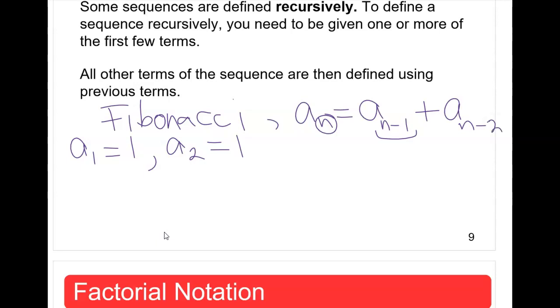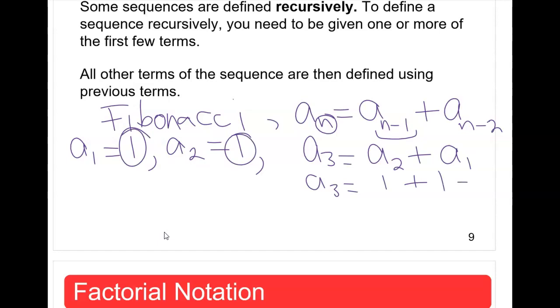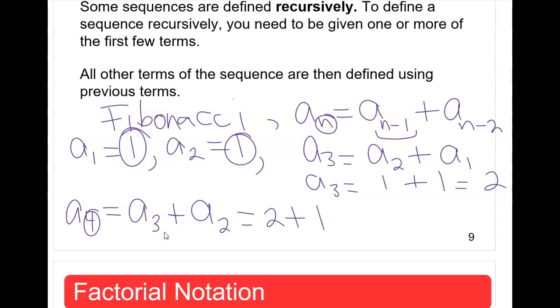So for example, if I want to find the third term, a sub 3, we will use the term previous to a sub 3, which will be a sub 2, and also the term right before a sub 2, which will be a sub 1. So we're able to find a sub 3 by adding the second term, which is 1, plus the first term, which is also 1. And so a sub 3 is equal to 2. If I want to find a sub 4, it will be equal to a sub 3, the one before, and then the one that is 2 terms before it, a sub 2. So a sub 3 is 2, and a sub 2 is 1, so this will be equal to 3.